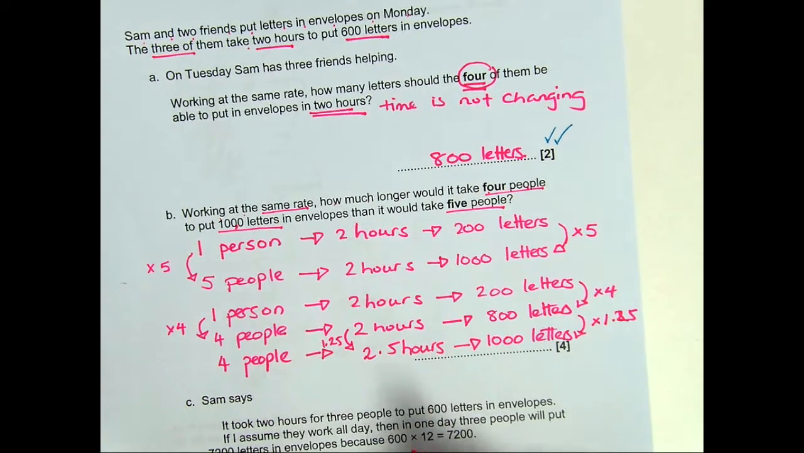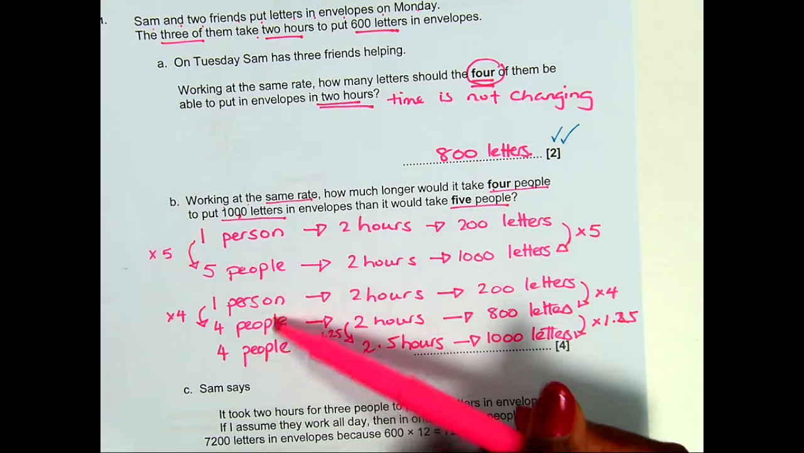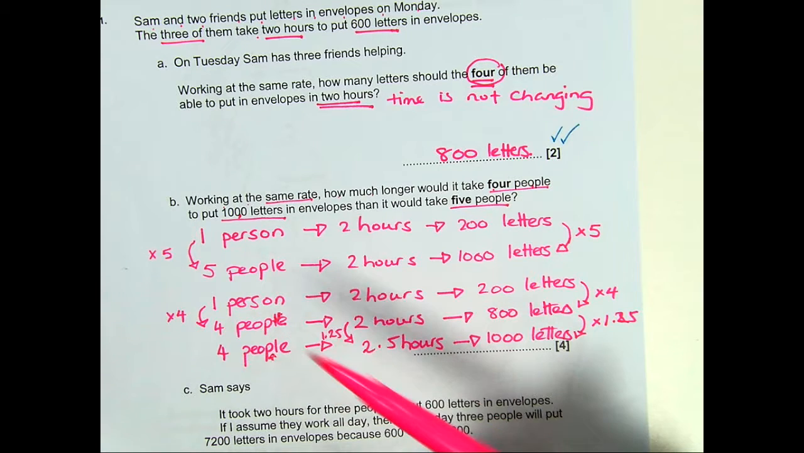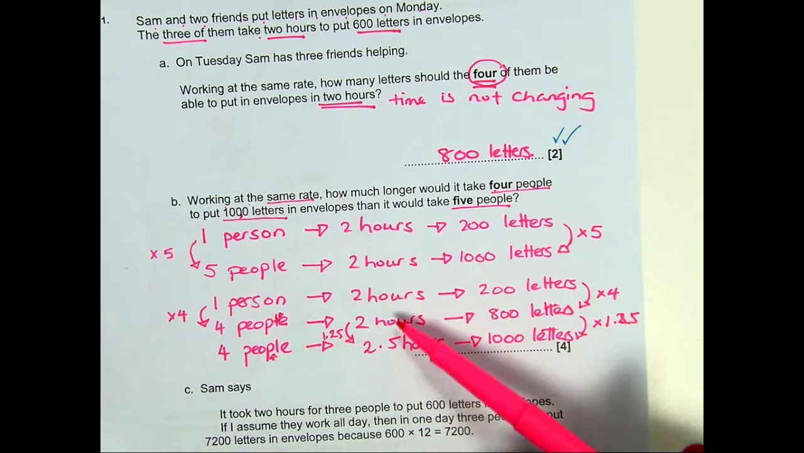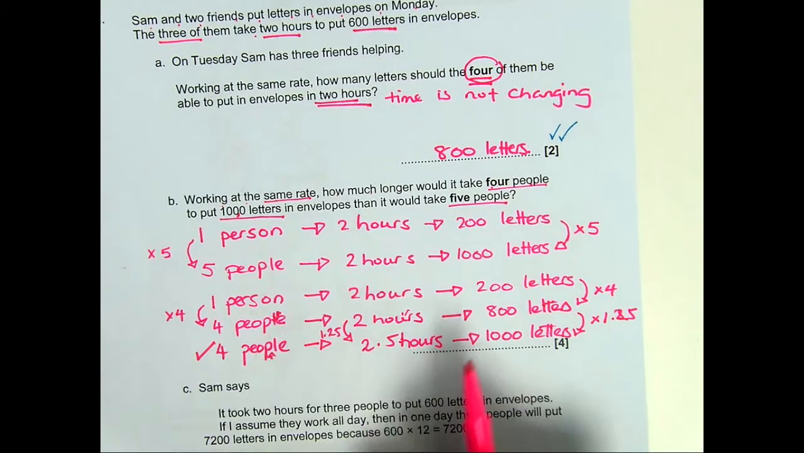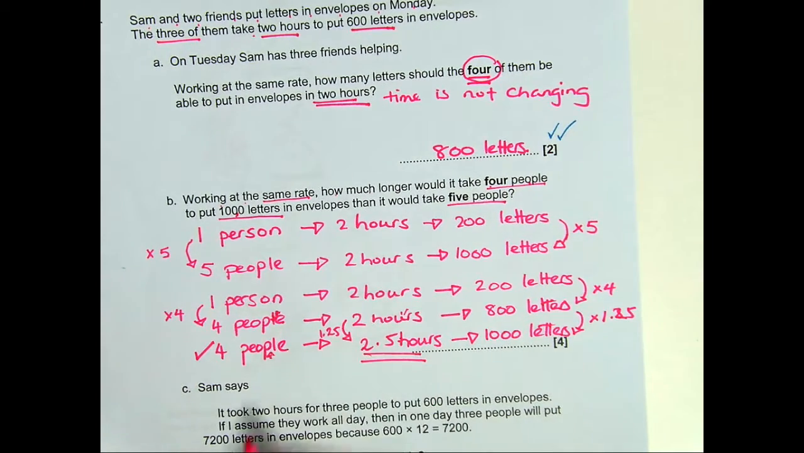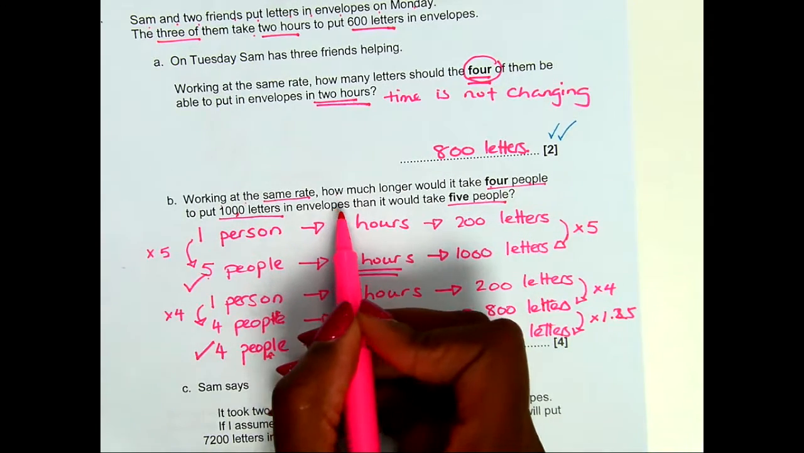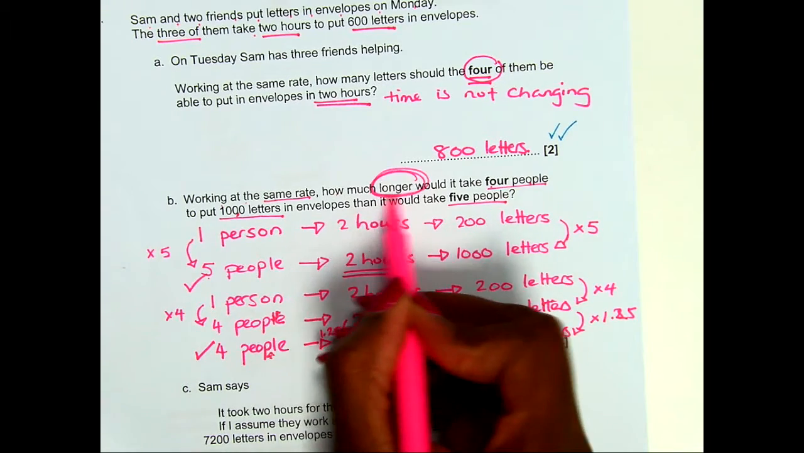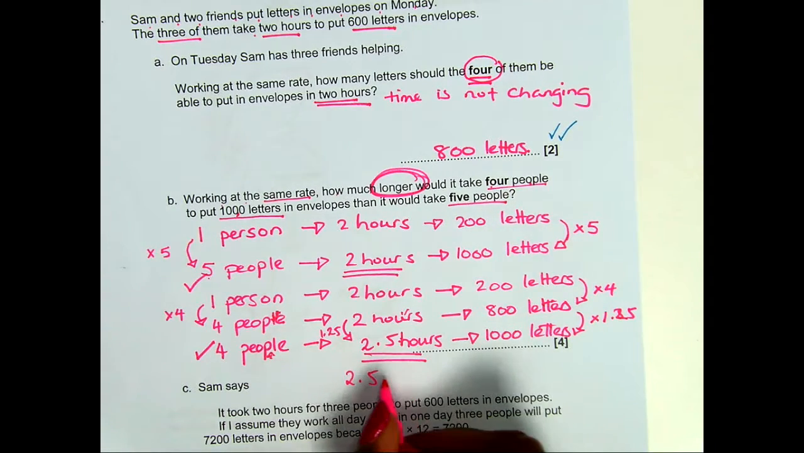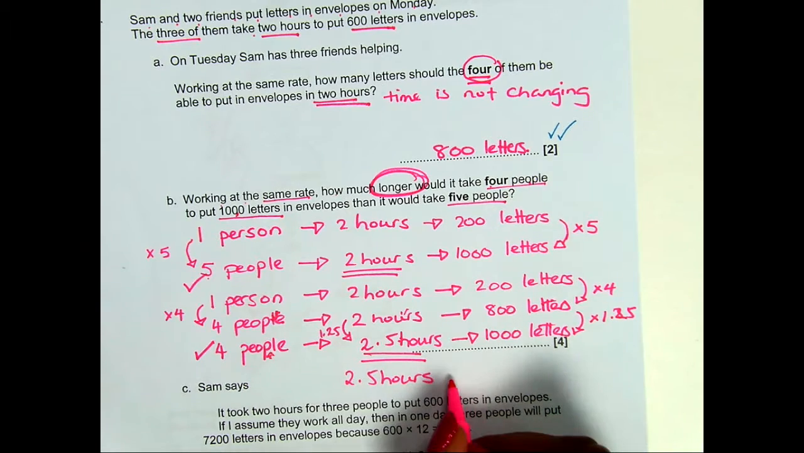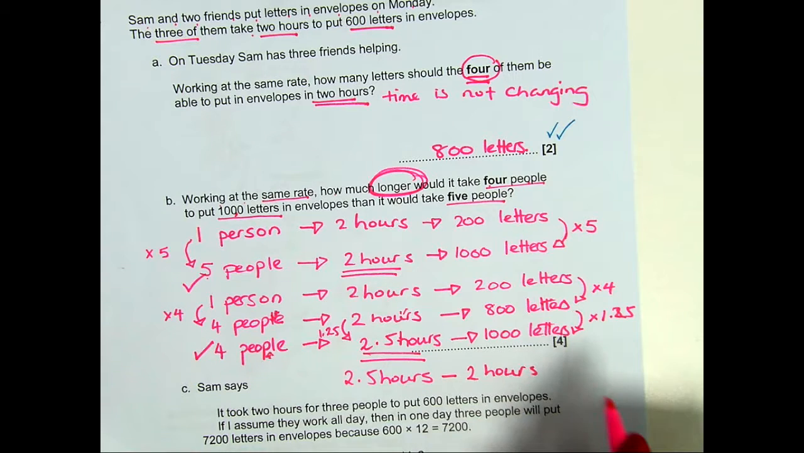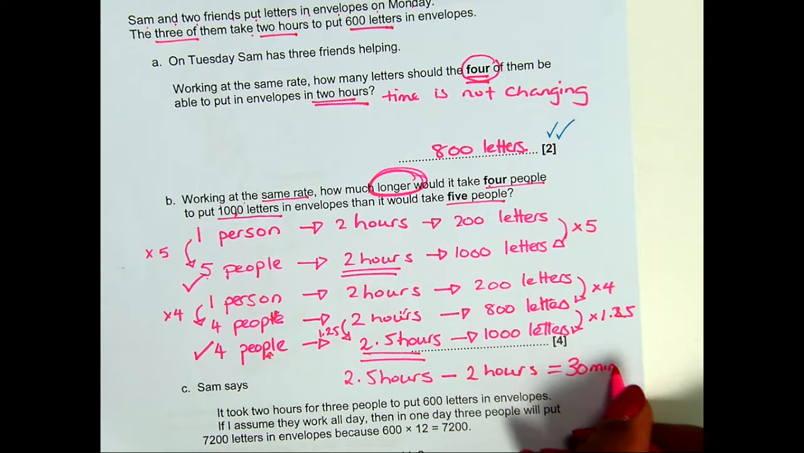Okay, now once again, you always need to keep one variable the same. So here I'm keeping the 4 people the same, but I'm changing the amount of letters, I'm changing the amount of hours. Okay, now 4 people is taking me 2.5, 5 people is taking me 2 hours, so therefore if I want to find out how much longer it was going to take, we're going to say 2.5 hours take away 2 hours, and I know that the difference is going to be 30 minutes.